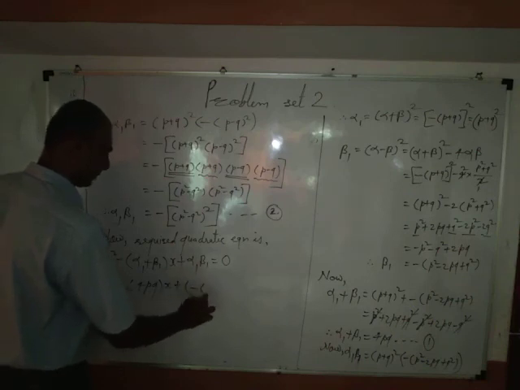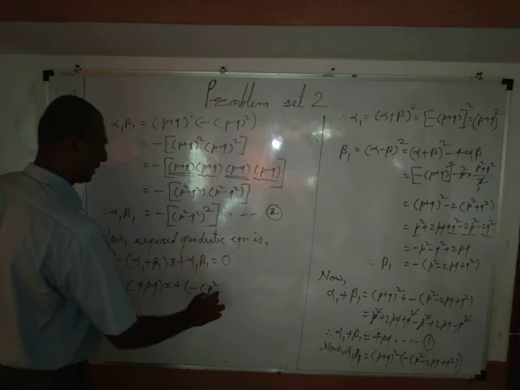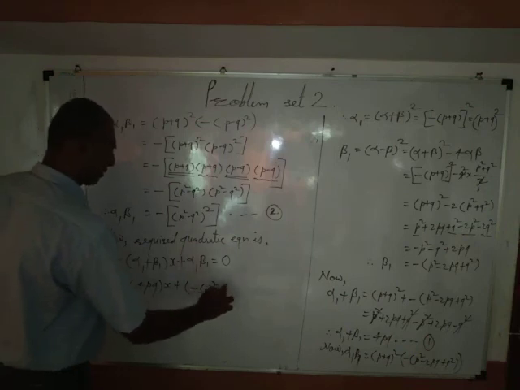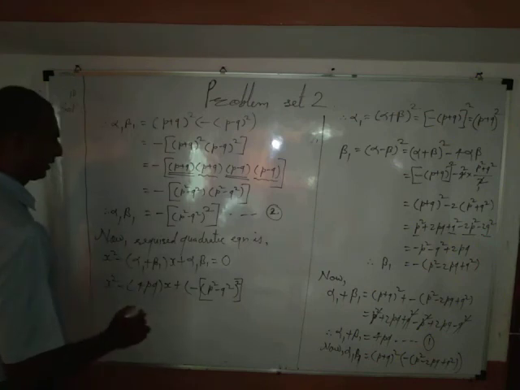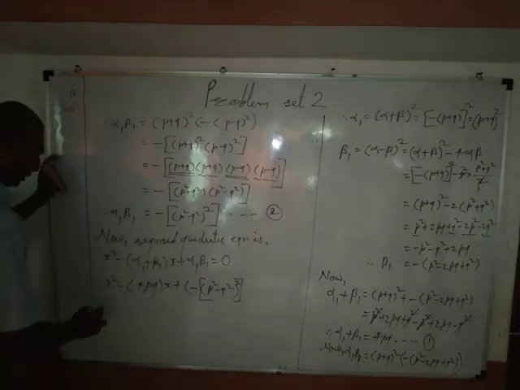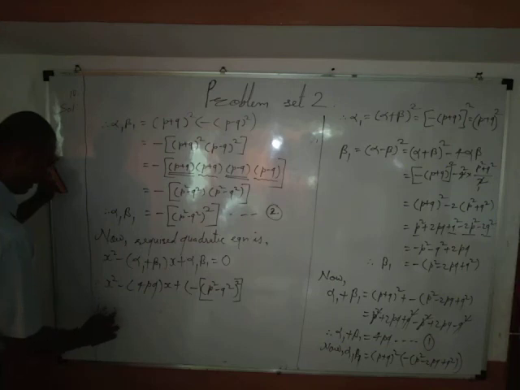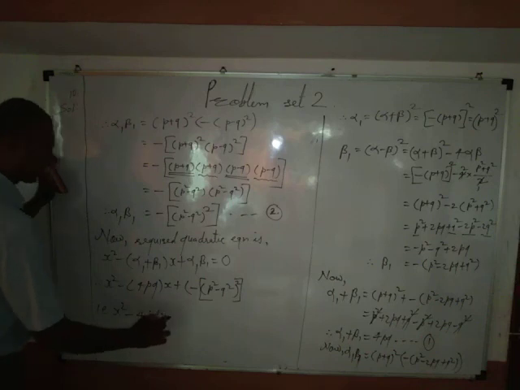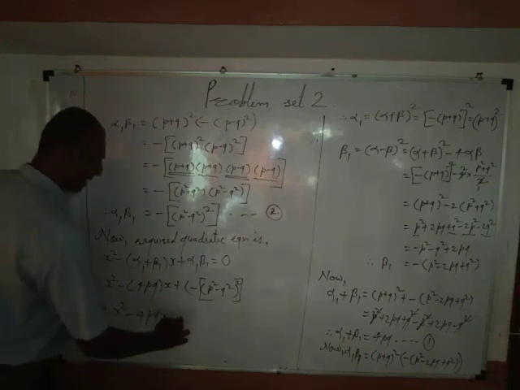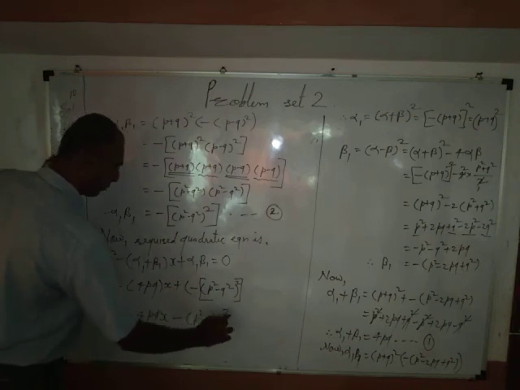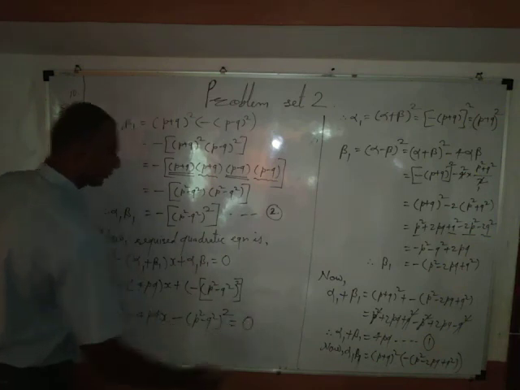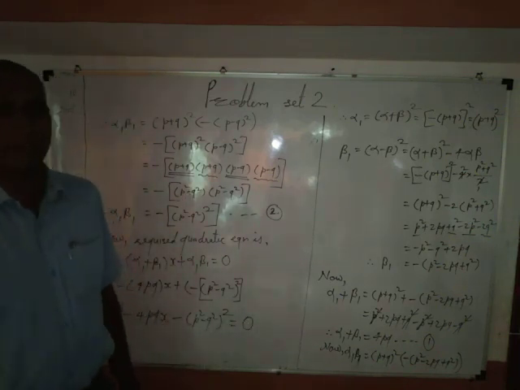the value of alpha 1 beta 1 is minus (p square minus q square) its square. Okay, and therefore, that is, we may write, x square minus 4pqx plus, plus into minus gives us minus, (p square minus q square) bracket square equal to 0, is the required quadratic equation.